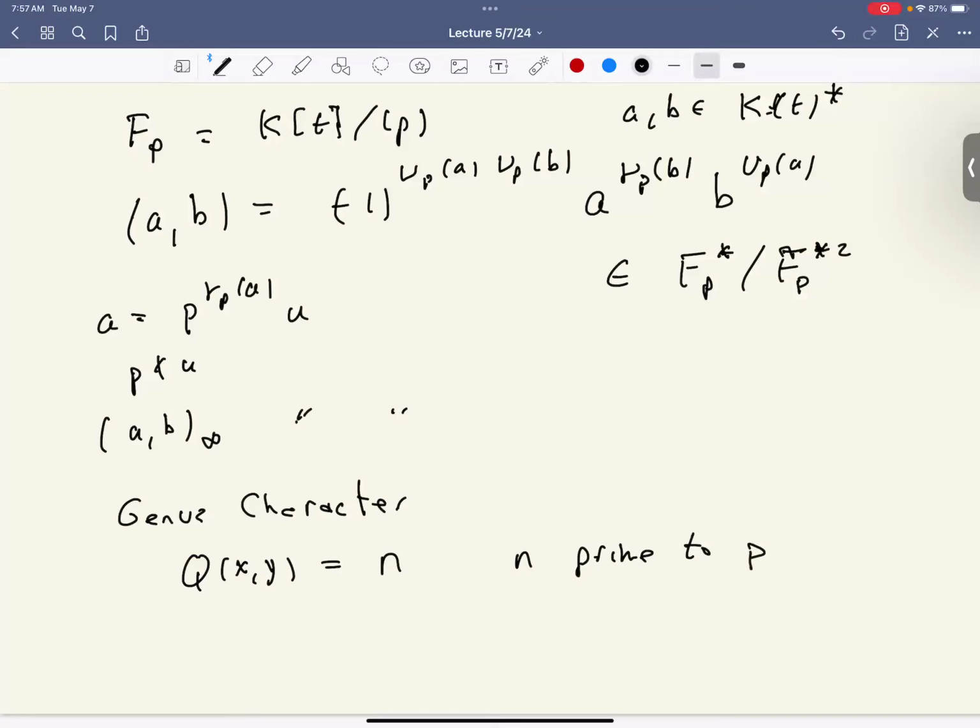And then you can use this Hilbert symbol to define the genus character. So you would say chi P of Q. It's kind of the obvious thing. So you say N D P. So it's not really a character. I mean, it's got its values in this quotient of F_P mod F_P squared. But then you can use this to define the genera.